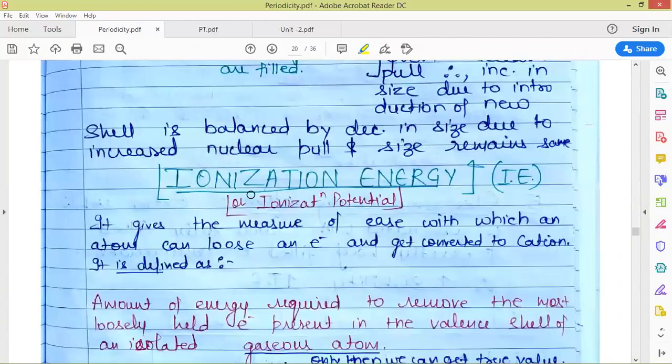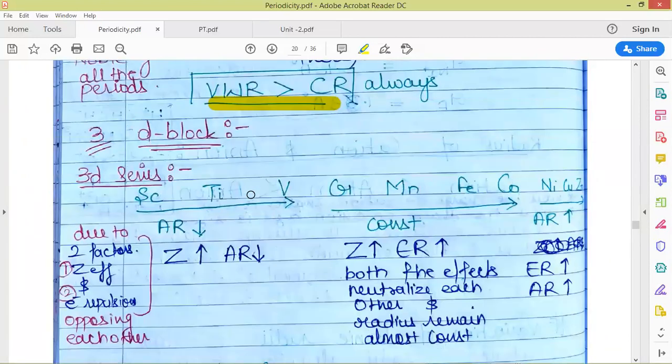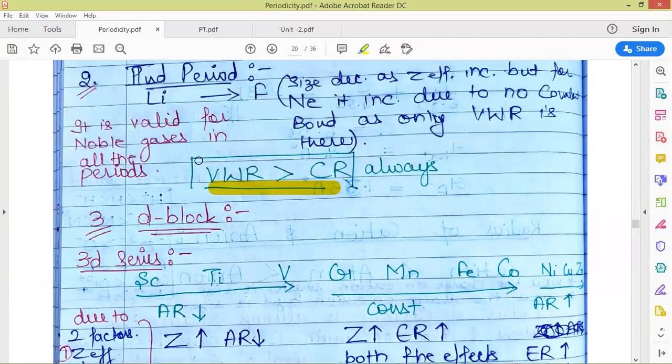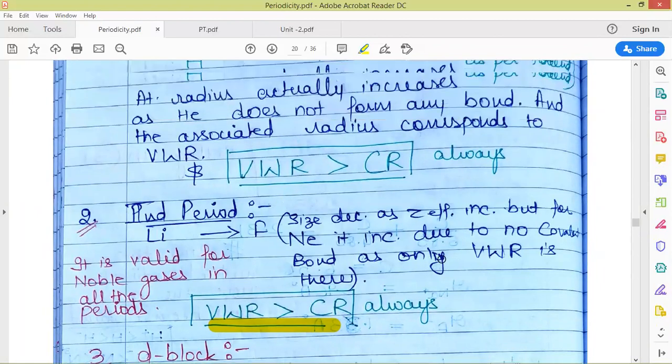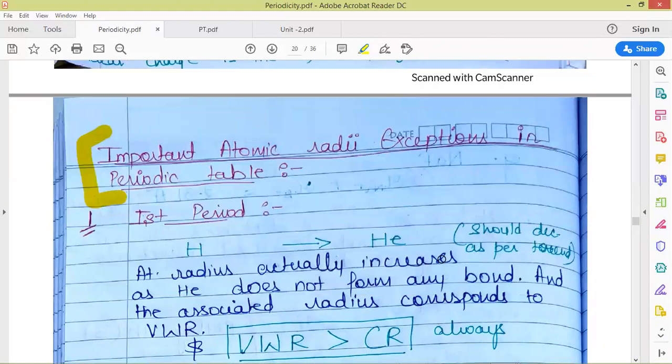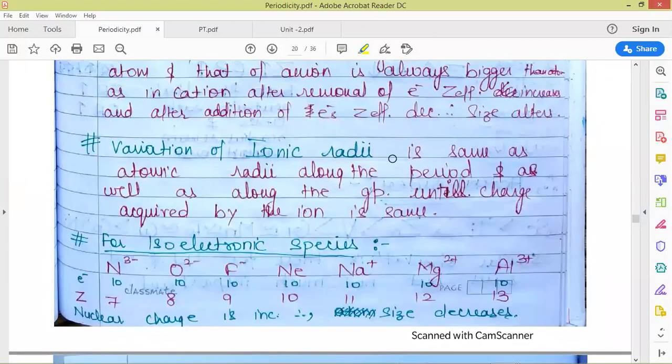Further, there are two cases for the atomic radii of the D block series and the F block series. These cases we will discuss in the next video. So that is it for this video. I hope you have found the variation of atomic radii interesting.